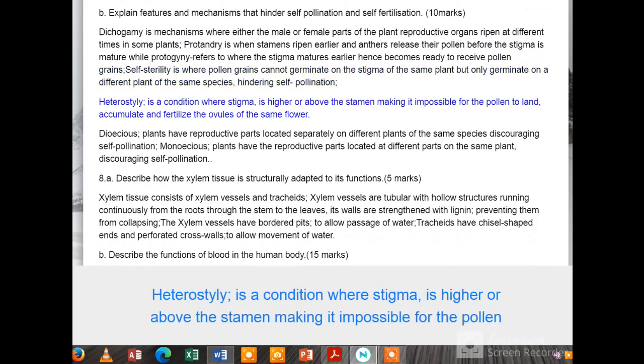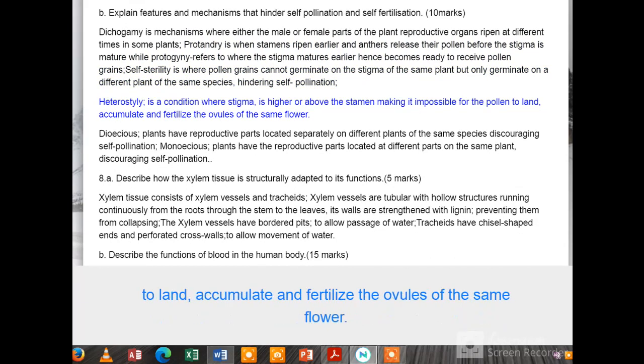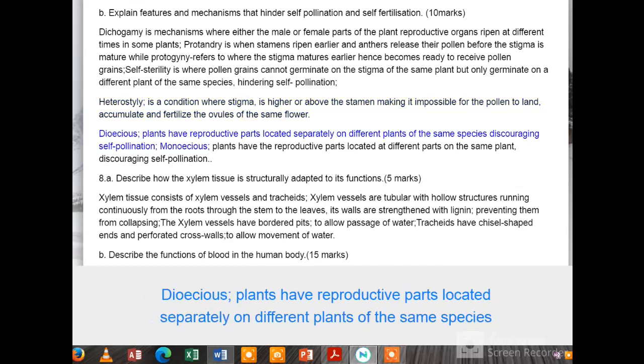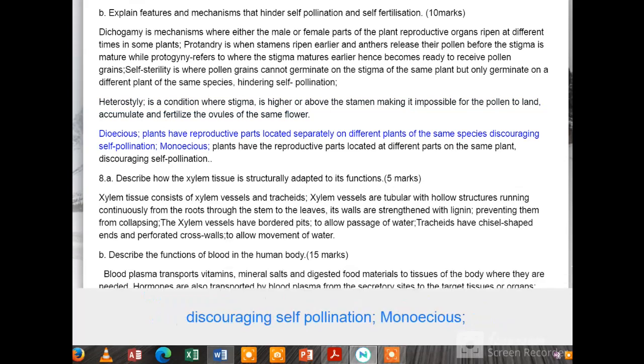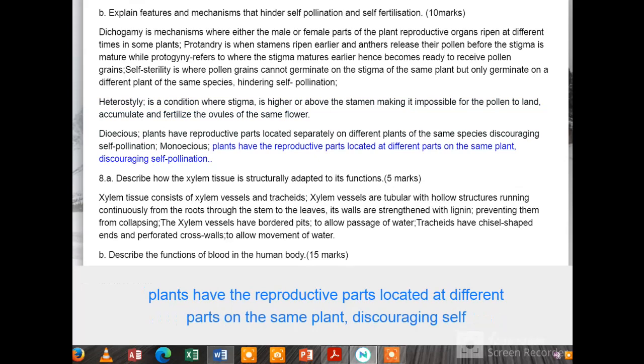Heterostyly is a condition where the stigma is higher or above the stamen, making it impossible for the pollen to land, accumulate, and fertilize the ovules of the same flower. Dioecious plants have reproductive parts located separately on different plants of the same species, discouraging self-pollination. Monoecious plants have the reproductive parts located at different parts on the same plant, discouraging self-pollination.